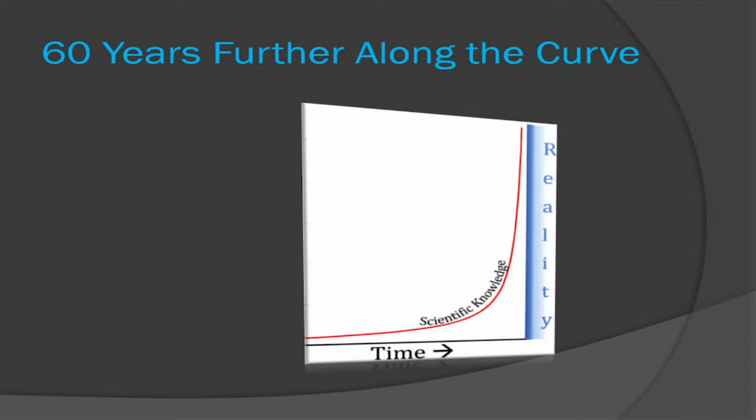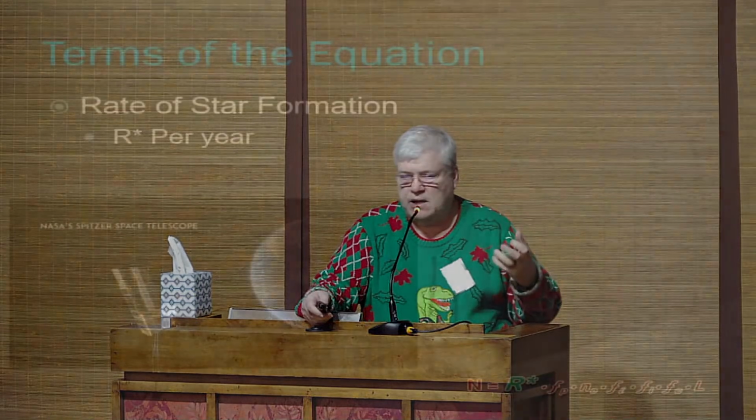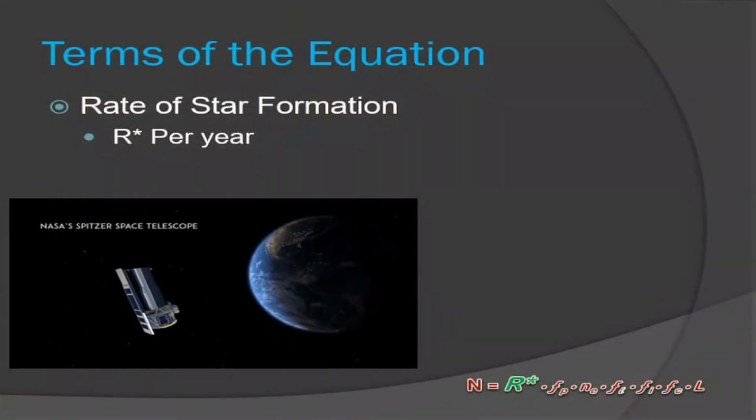So we're 60 years further along on our curve of reducing our ignorance about many of the factors that go into making intelligent or plausible statements regarding some of these terms. The rate of star formation. So we've had several space telescopes up there. One of the things about baby stars is that they're typically encased in a cloud of gas and dust particles, and so they're very difficult to see, especially at optical wavelengths. So this is where our infrared telescopes have really helped.